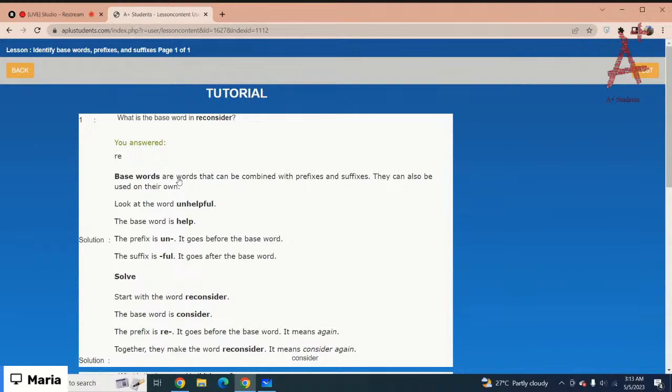Let's start with the word reconsider. Basically, the base word is consider. Re is the prefix, and the re means again. Got it? So together they make the word reconsider. Got it? That means consider again. Reconsider means consider again.